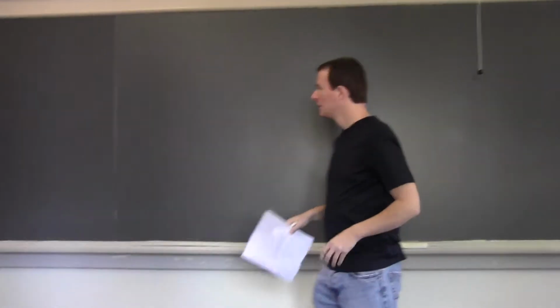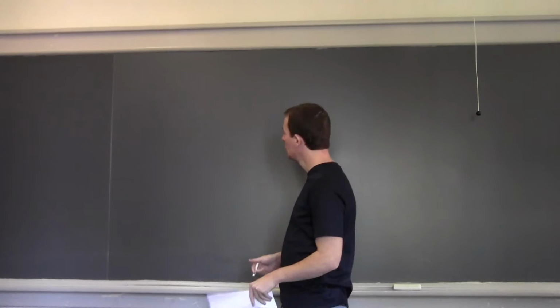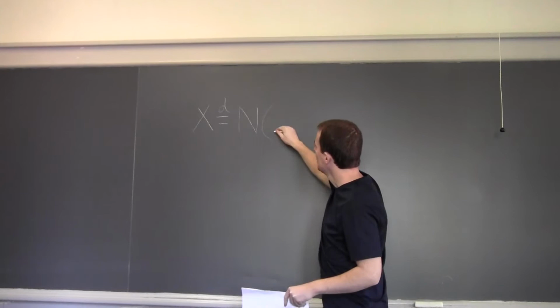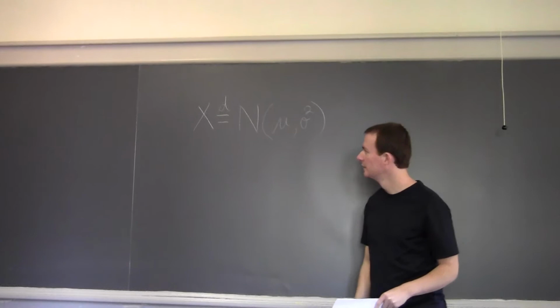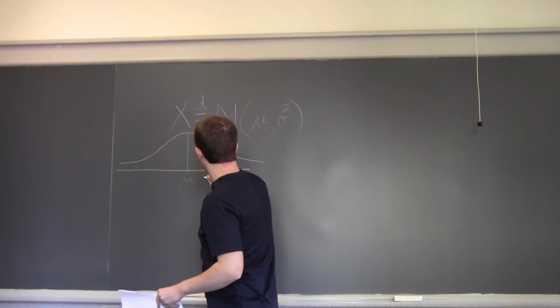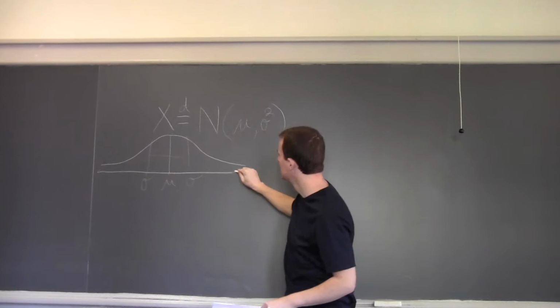Okay, here's our view. We understand that when a random variable has a normal distribution with mean mu and variance sigma squared, the density curve looks like this, and it is symmetrical about mu.